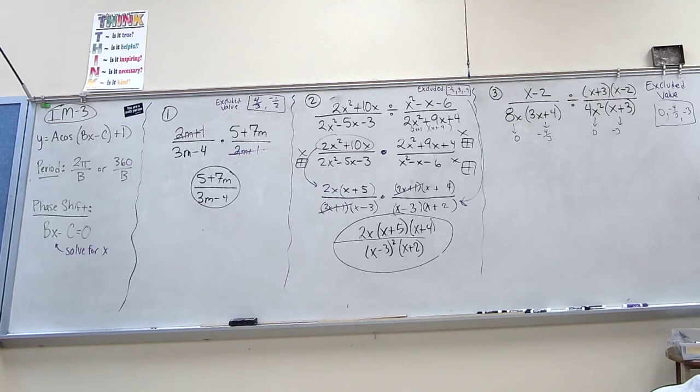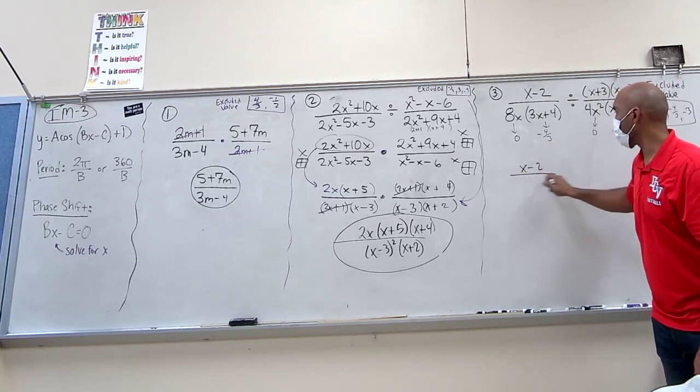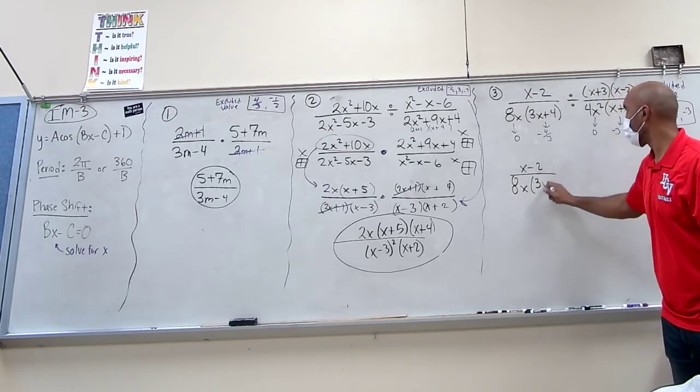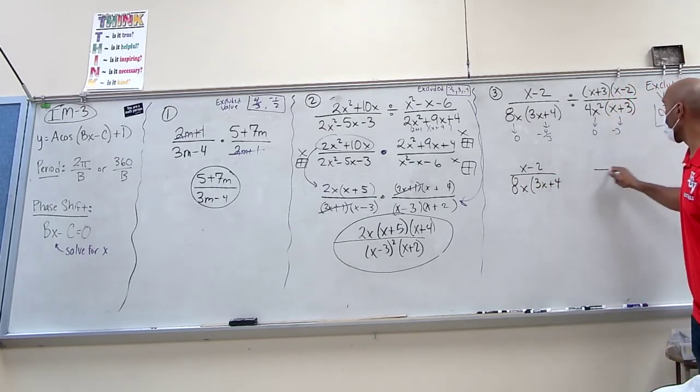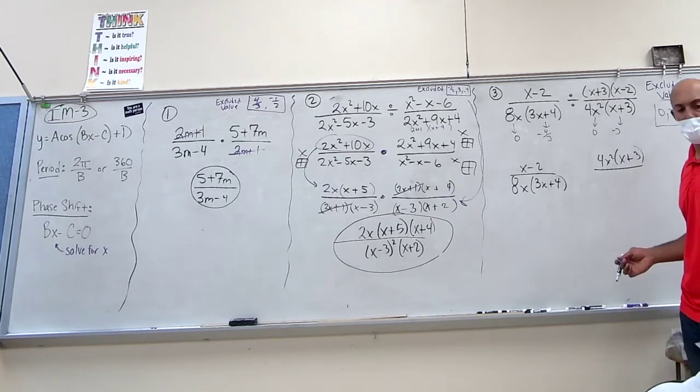Alright, so now, since I got division, what do I got to do with the second one? What do I got to do with this guy here? Flip it. So I got 4x squared there. Now notice this is already factored out, so I don't really have to do any factoring on this one. This is a lot like the one on the bottom left.